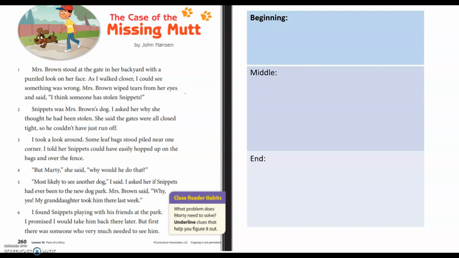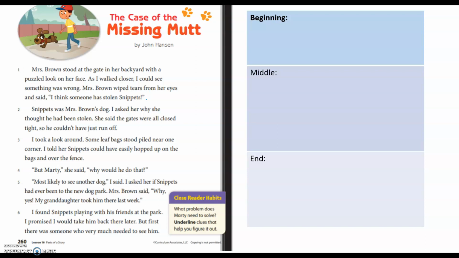Mrs. Brown stood at the gate in her backyard with a puzzled look on her face. As I walked closer, I could see something was wrong. Mrs. Brown wiped her tears from her eyes and said, "I think someone has stolen Snippets."